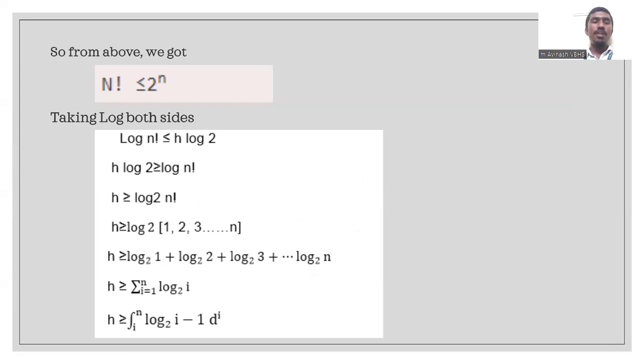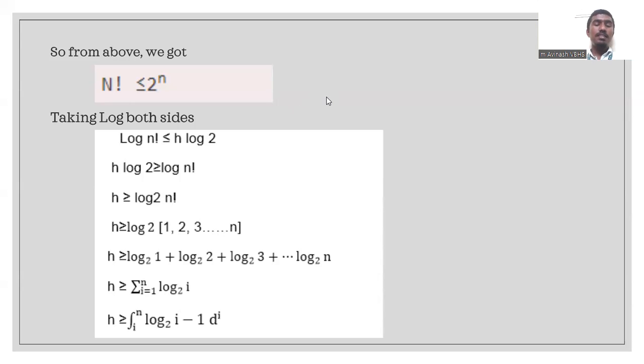less than or equal to 2 power h. Taking log on both sides, we get log n factorial is less than or equal to h log 2, that is h log 2 is greater than or equal to log n factorial. Taking log to the right side, that is log base 2 of n factorial, that implies h is greater than or equal to log base 2 of 1 times 2 times 3 and so on.